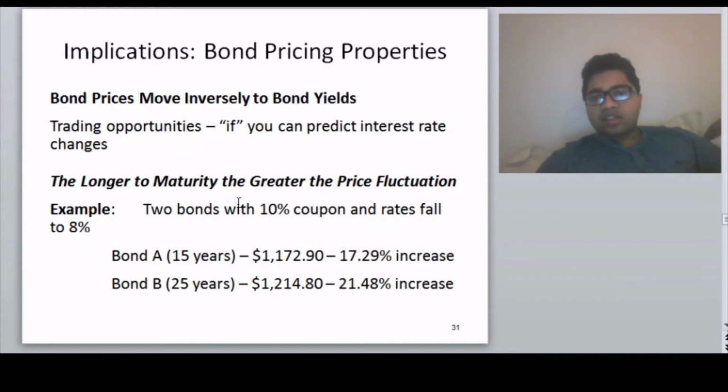So the longer the term to maturity, the greater the price fluctuation. Take two similar bonds, one a 15 year bond, one a 25 year bond. The longer the term, the more the sensitivity. So bond B is more sensitive. So 21%.